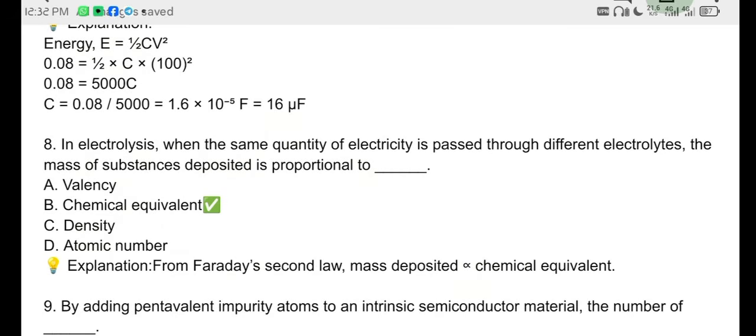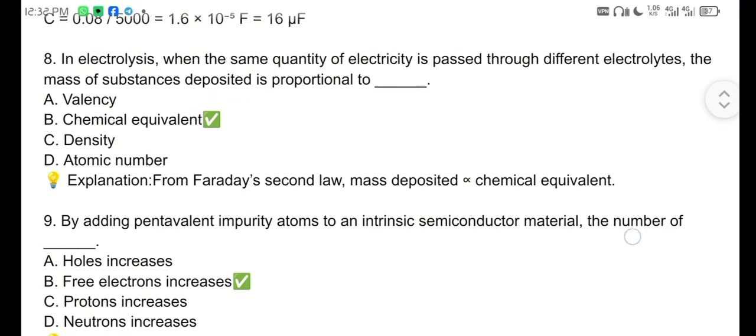Now in number 8, it says in electrolysis, when the same quantity of electricity is passed through different electrolytes, the mass of substances deposited is proportional to what? Now, you know this formula: M is equal to ZQ. Q is the quantity of electricity, with unit coulomb. Z is the chemical equivalent. In this question they said with the same quantity of electricity, meaning that Q is constant. So we can say M is equal to Z, since Q is constant. So the mass of the substance deposited is proportional to the chemical equivalent.